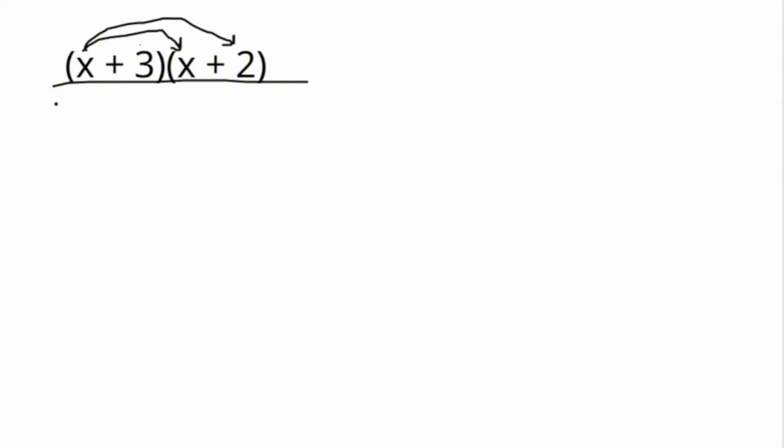So x times x would give us x squared. We write it just below the equation we got. So x times 2 will give us 2x, and then we take the second number and do the same thing. So 3 times x and 3 times 2. 3 times x will give us 3x, and 3 times 2 will give us 6. So now we got x squared plus 2x plus 3x plus 6.